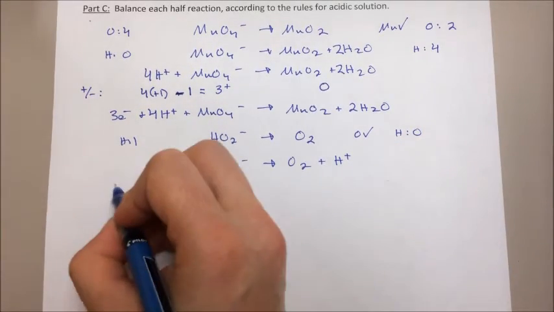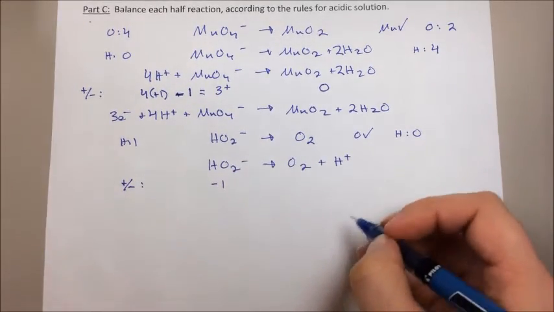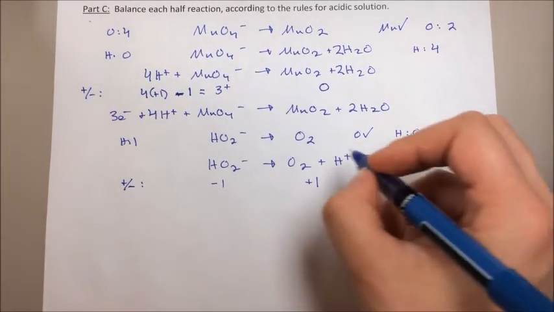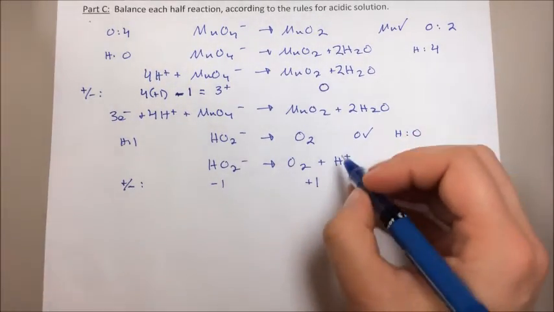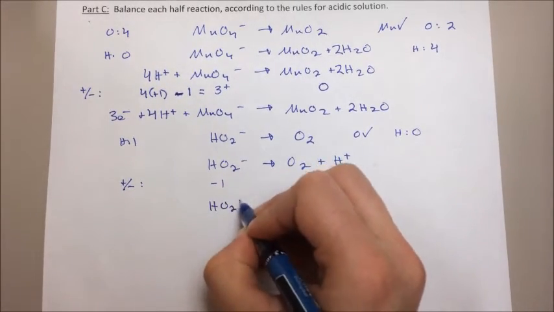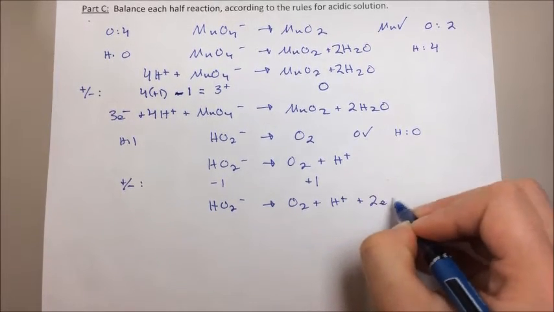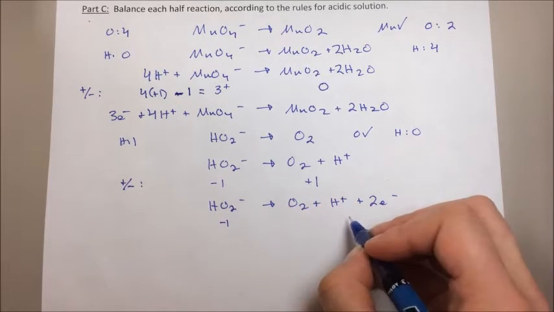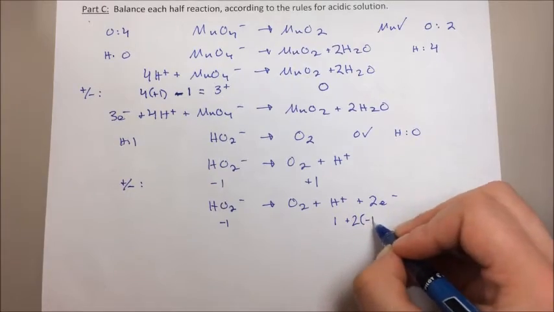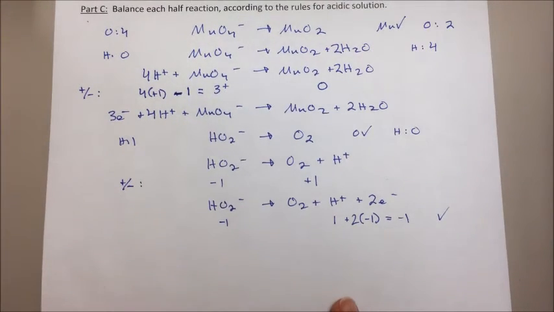Now we need to balance our charge. On the reactant side, the total charge is -1. On the product side, the total charge is +1. So therefore, we need to add 2 electrons to the products to counteract the positive charge and give everything an overall negative charge. So we've got the -1 charge here. We've got 1 plus 2 times -1, which is -1. So that all balances. These are our two balanced half reactions.